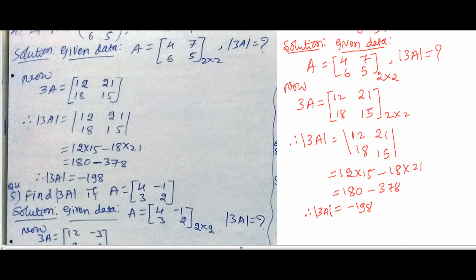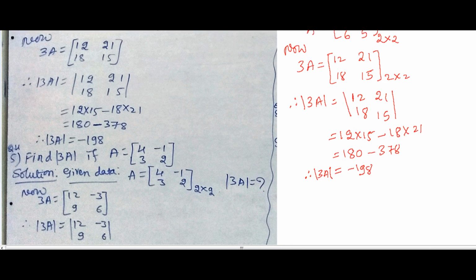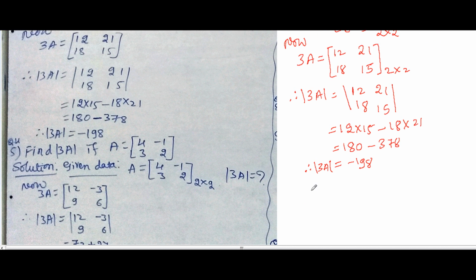Okay, next, fifth, we shall proceed now. So let us note the fifth question. Usually again this also appears as the fourth question in the main examination. So what he has asked here: find the determinant of 3A if matrix A that he has given is 4 minus 1, 3 2.